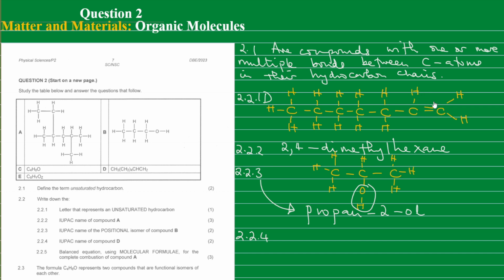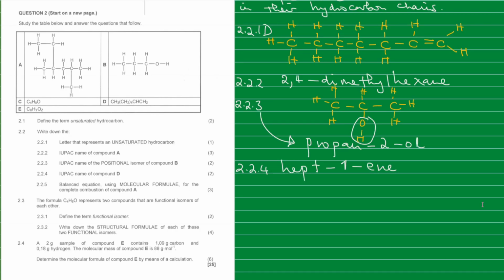And remember, in an alkene, we need to indicate where our double bond is. Our double bond is after the first carbon. So we can write that name as hept, and we indicate the position of the double bond: 1, after the first carbon. And the suffix is ene. So compound D, the IUPAC name is hept-1-ene. The full name for compound D is hept-1-ene.